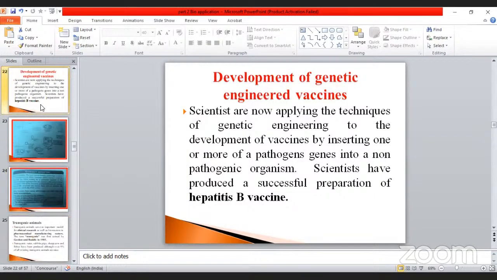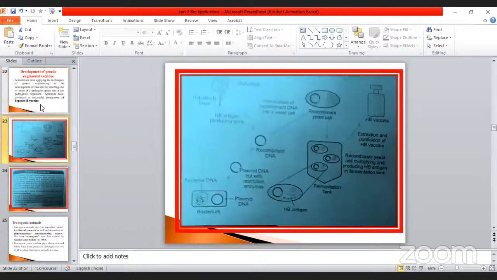It is also used for the genetic engineering vaccination process. The first one is the hepatitis B vaccine. You already know about the hepatitis B virus. We introduce the gene into the E. coli bacteria. It is also recombination technology. As a result, you will get two hybrid genes present in a single E. coli molecule. Finally, we will get the vaccine.